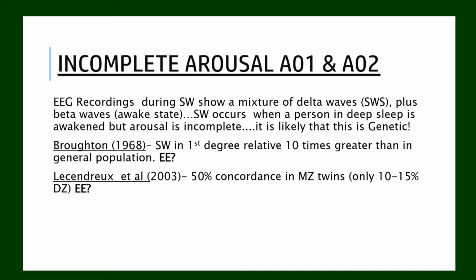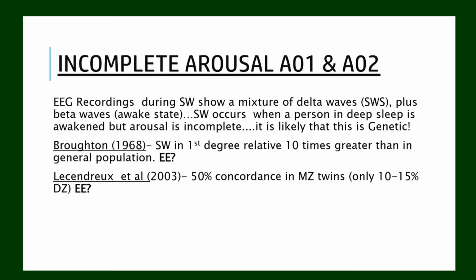Bruce in 1968 found that having a sleepwalker as a first degree relative makes you 10 times more likely to be a sleepwalker than anyone else in the general population. So, if a first degree relative, such as your mother or father, is a sleepwalker, you are more inclined to be a sleepwalker yourself. This really demonstrates that incomplete arousal might be quite a good explanation, and we've got good evidence to start to demonstrate that sleepwalking is a result of genetics.